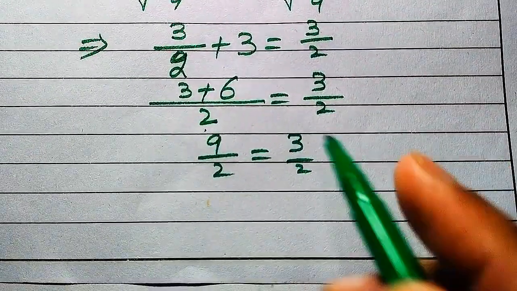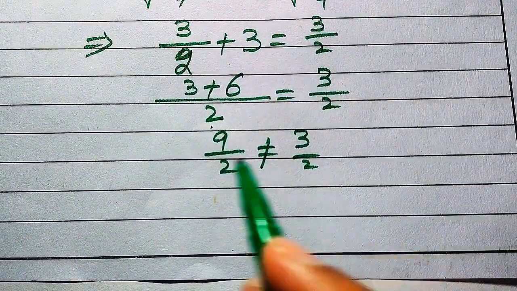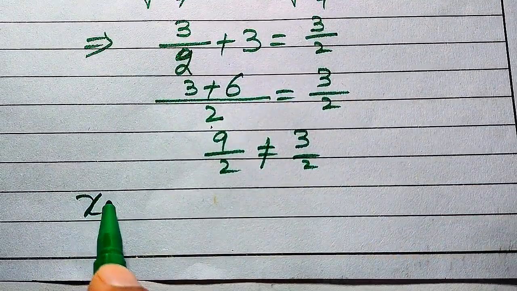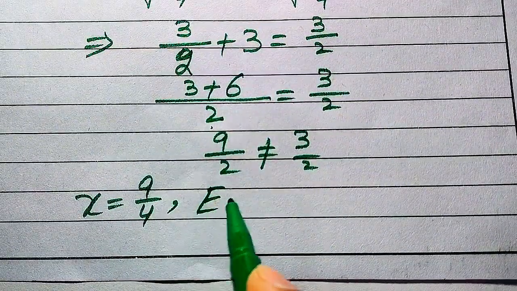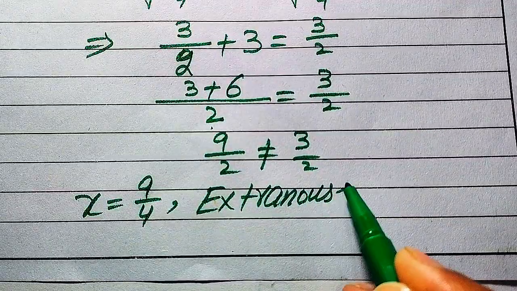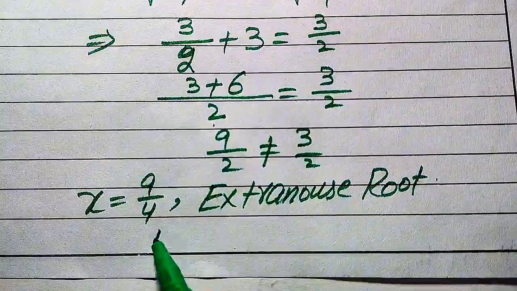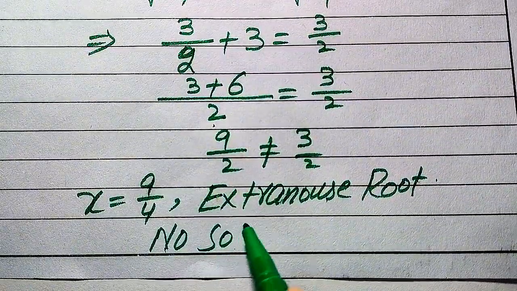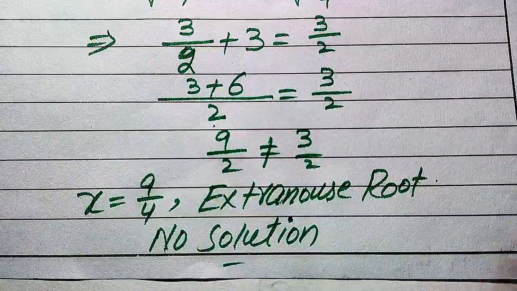So here you clearly see that both of the sides are not equal. If both of the sides are not equal, it means that x is equal to 9 over 4 does not satisfy our given question statement. So we call this value the extraneous root of the given equation. So further we can say that this question has no solution because we cannot get any value of x that satisfies our given question statement.